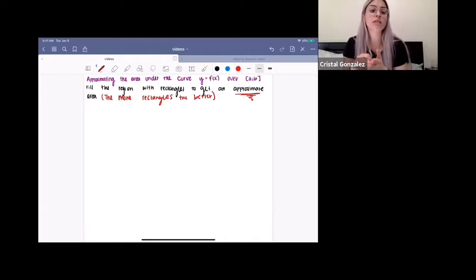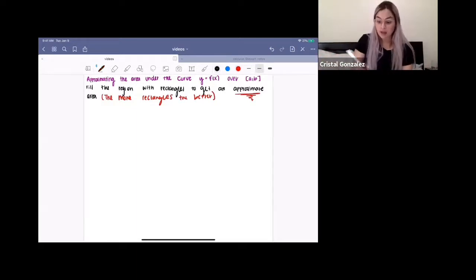For your homework in this section, it'll probably specify how many rectangles you need. So you don't need to worry about it in this section, but what you do need to worry about is the more rectangles that you have, the more accurate an estimate you'll have.